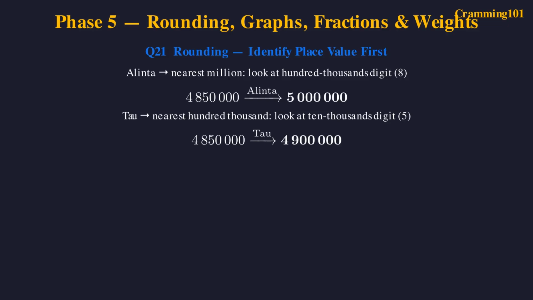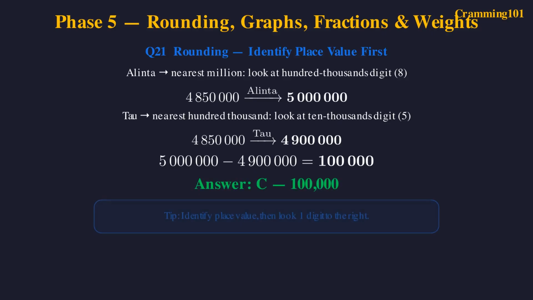Now find the difference. 5 million minus 4,900,000 equals 100,000. The answer is C, 100,000. Exam tip. For rounding, always identify the place value first, then look one digit to the right. That one digit decides whether you stay or climb.